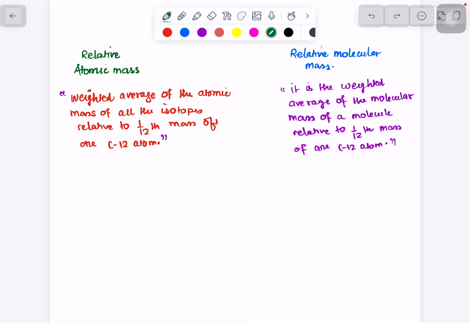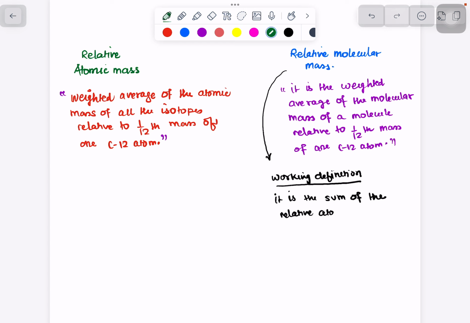Now what is the working definition? Let me show you. The working definition is: it is the sum of the relative atomic mass of all the atoms present in the molecule. That's the working definition.